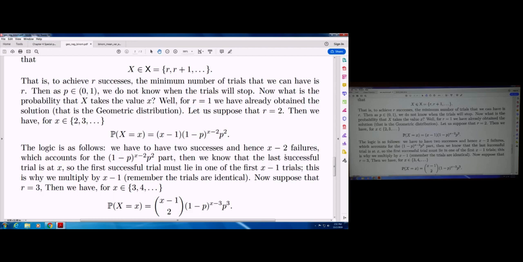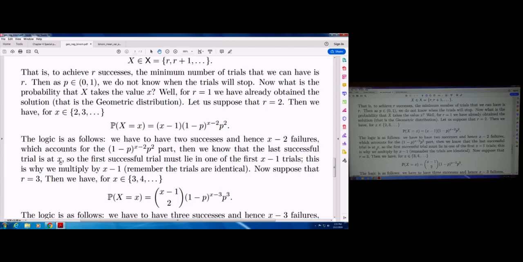And x is at least r. So r is at least 2, and r is 2. So I've got 2 successes and x minus 2 failures. So these are independent and identically distributed Bernoulli trials. So I know that on my last trial, I get a success, because I stop once I get my second success. Right, and then basically we know the last successful trial is at x, so the first successful trial lies in one of the other x minus 1 positions. So there are x minus 1 ways where the first success could appear.